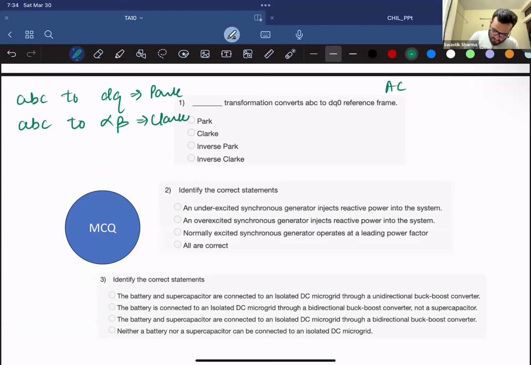Matrix converters are your AC to AC converters. So in that, to be able to have SVPWM control, you need both Clarke's and Park's transformation. So the correct answer is A. Second, who can tell me the correct answer? Identify the correct statements.